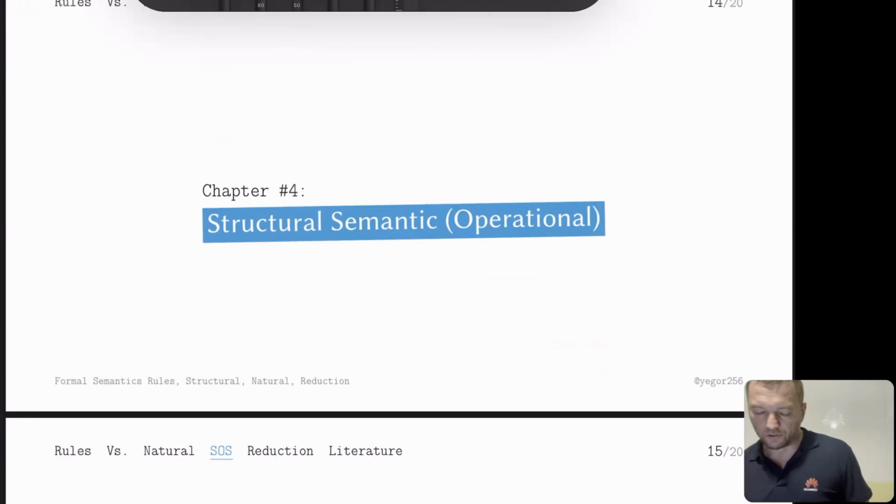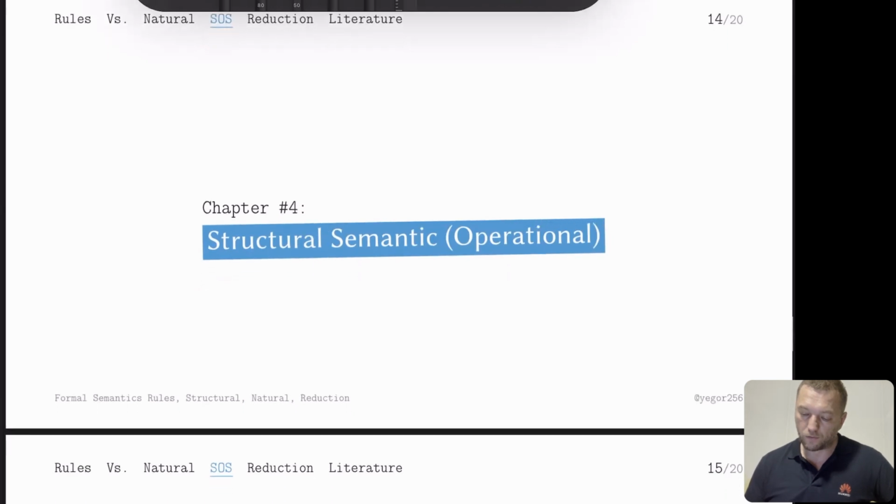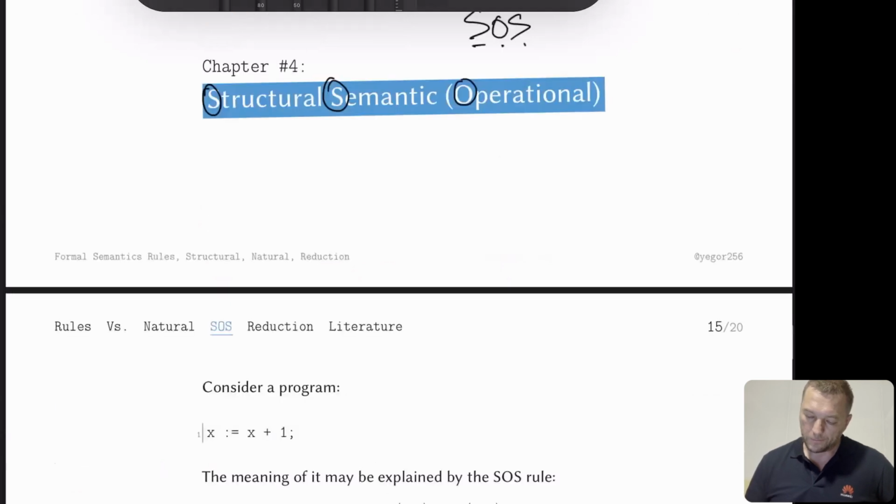Now we get to structural semantic. Structural, or this is operational. They call it structural because they are based on syntax, and they manipulate the structure of the code. That's a second way of semantics, they call structured operational semantics, usually SOS.